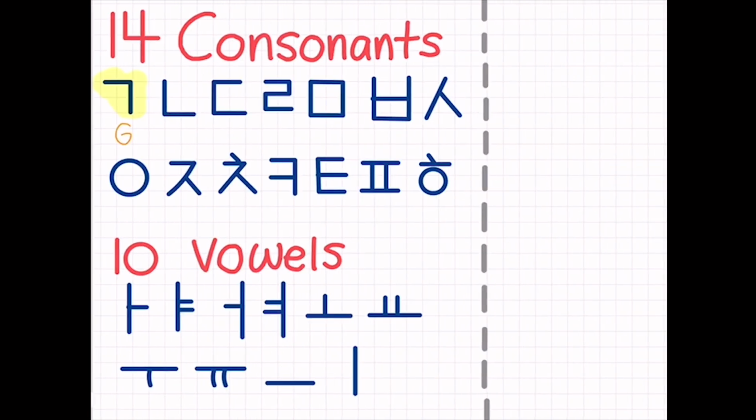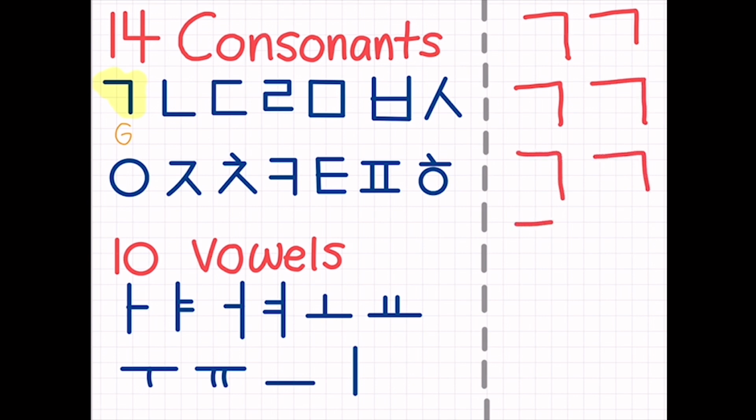Let's begin. First, we have the g sound. Now, all of these consonants have a name, okay? And this one has the name called giok. It's got the g sound. Go right, go down. Go right, go down. Giok.